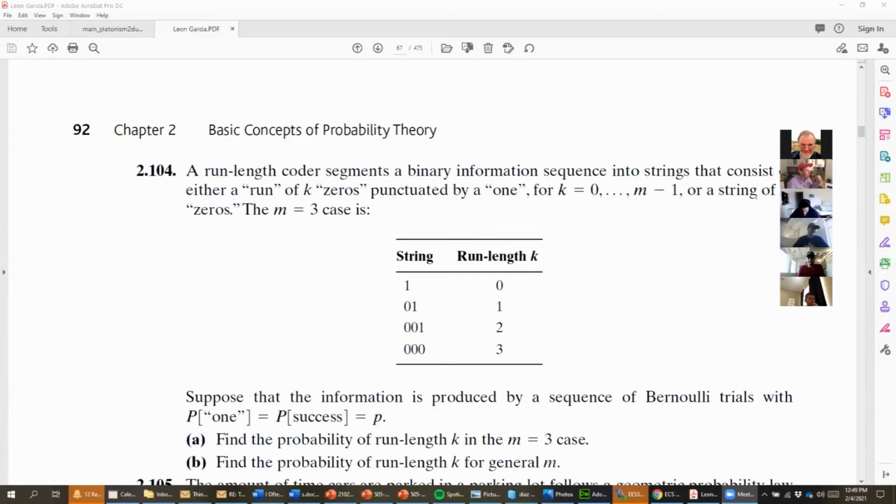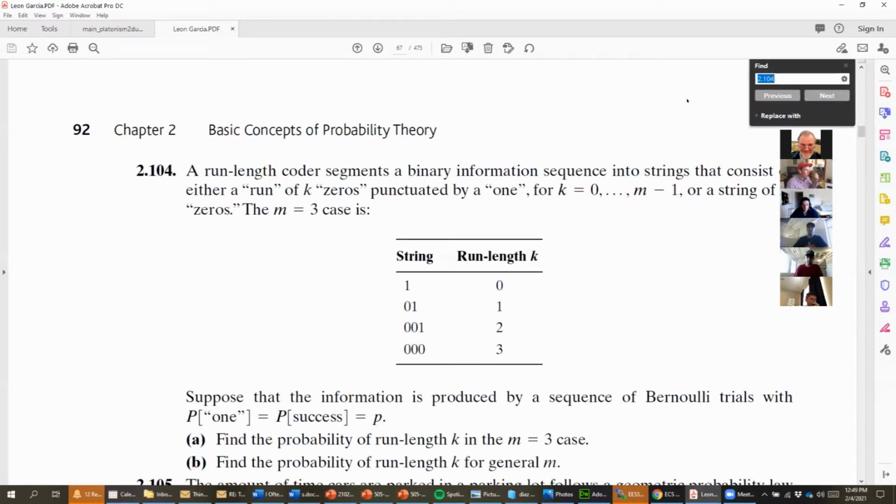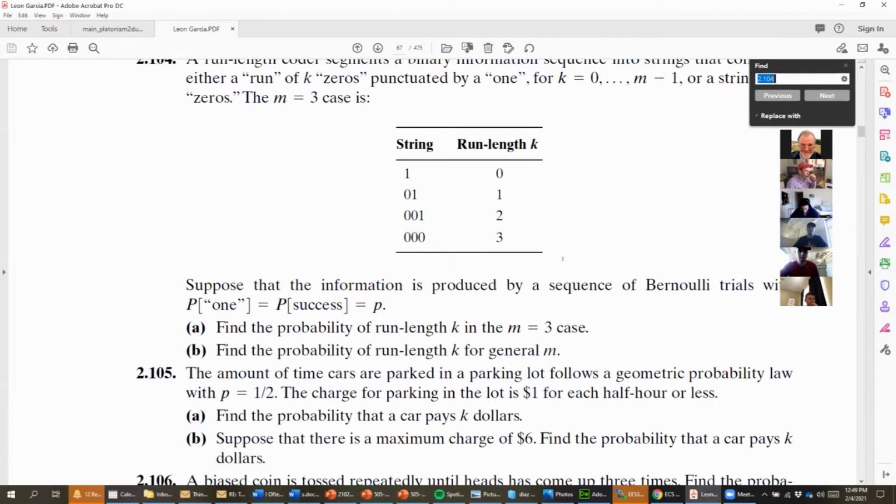Okay, so we had this one. Now I forgot what the other one was. What was the next one? Could somebody just tell me so I don't have to open 105. 2.105. Oh, 105 right next to it. Okay. Yeah.